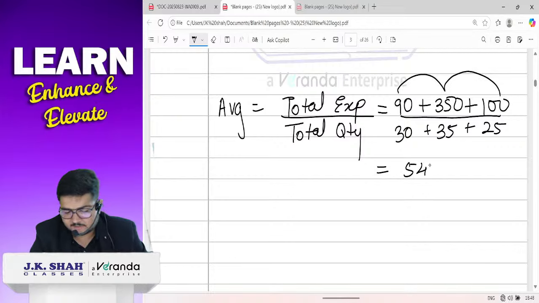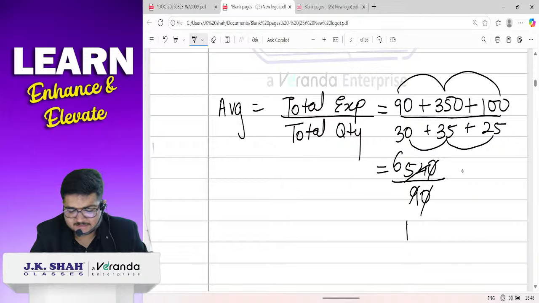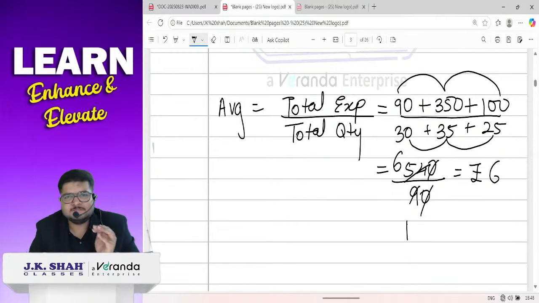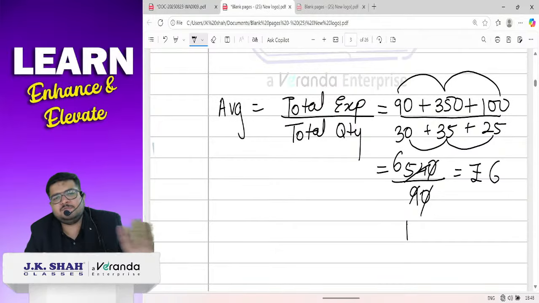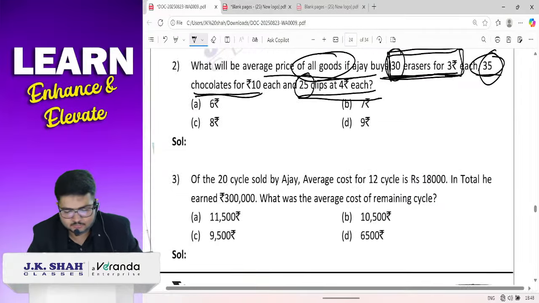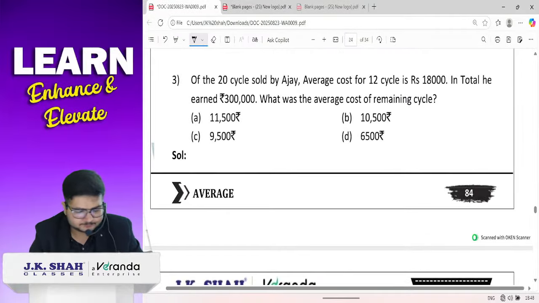It is 540 upon the total quantity, which is 90. Zero zero cancel, 9 ones are 9, 9 sixes are 54. That means for each and every good he purchased, the average price of those goods is rupees 6. Average price of all goods is rupees 6. That means he on an average purchased everything for rupees 6. That is the sum which is trying to tell you what the average is.